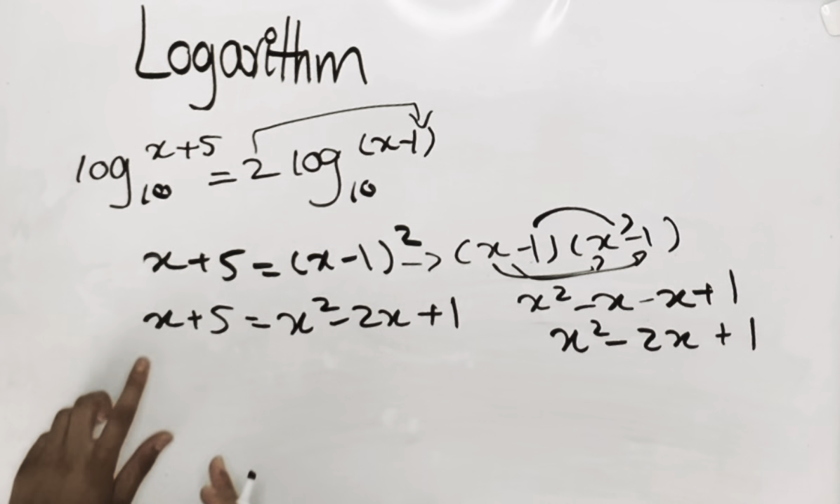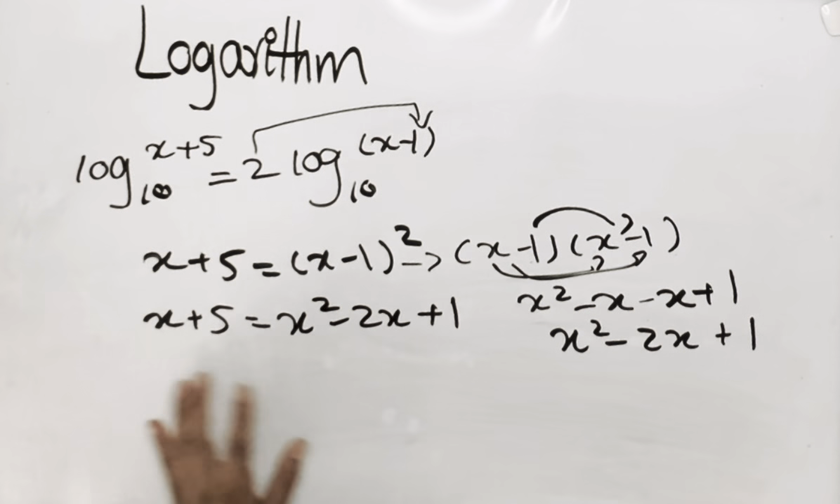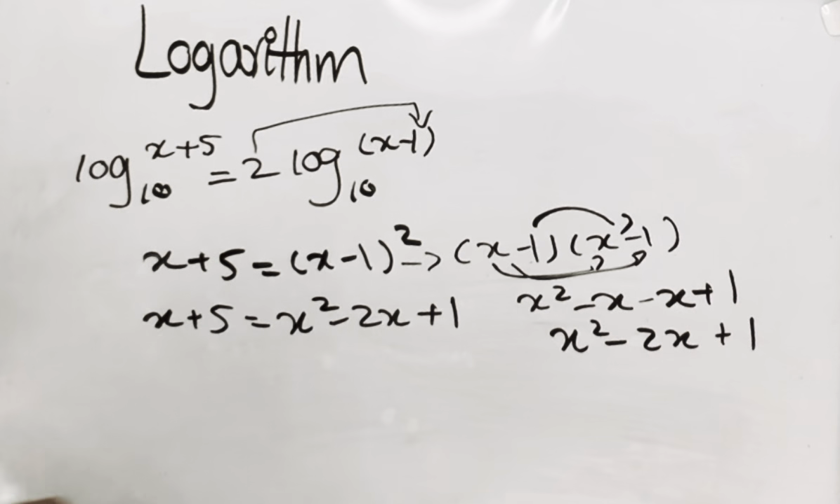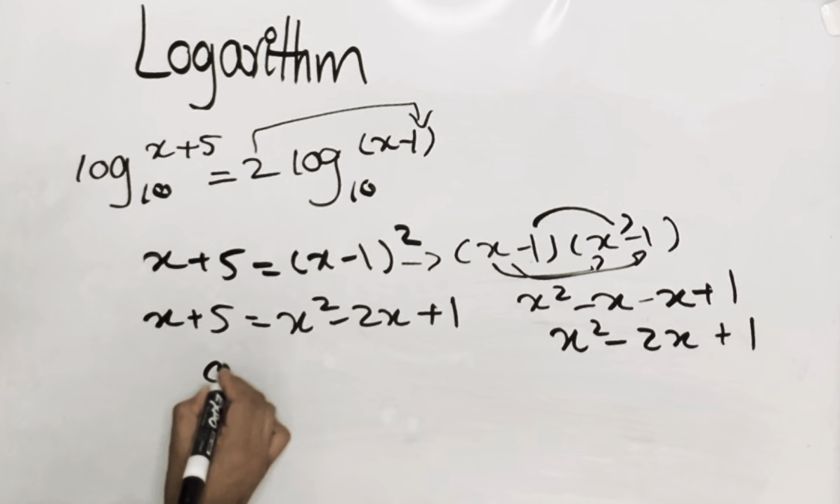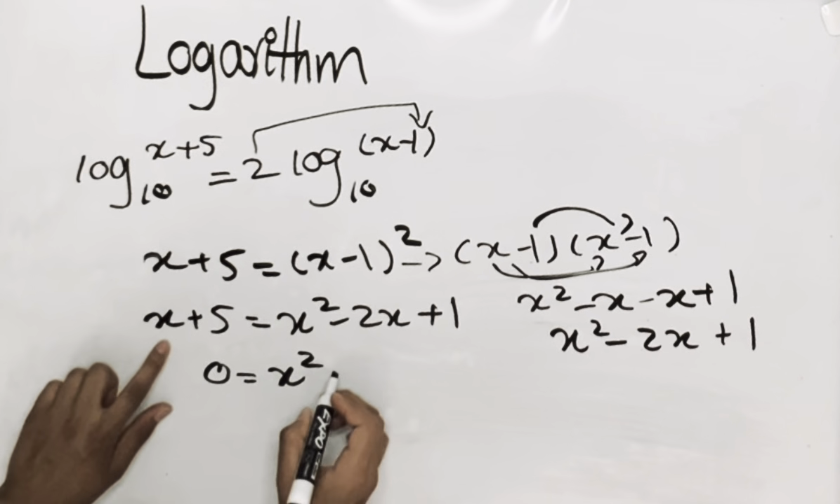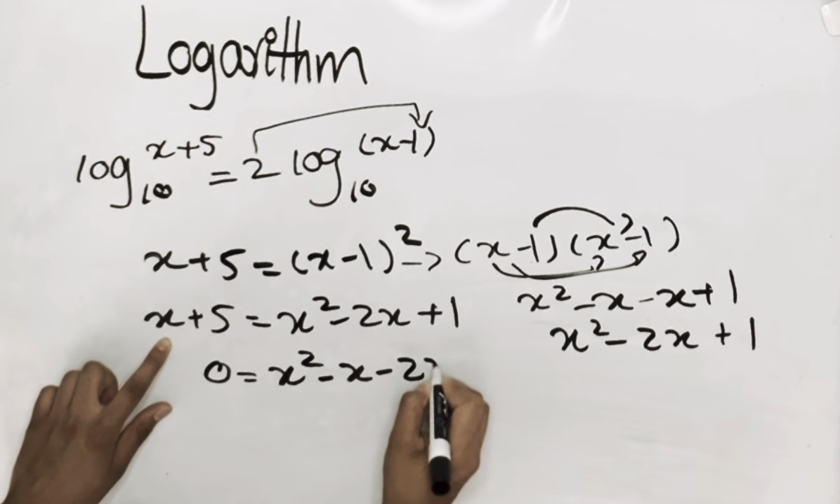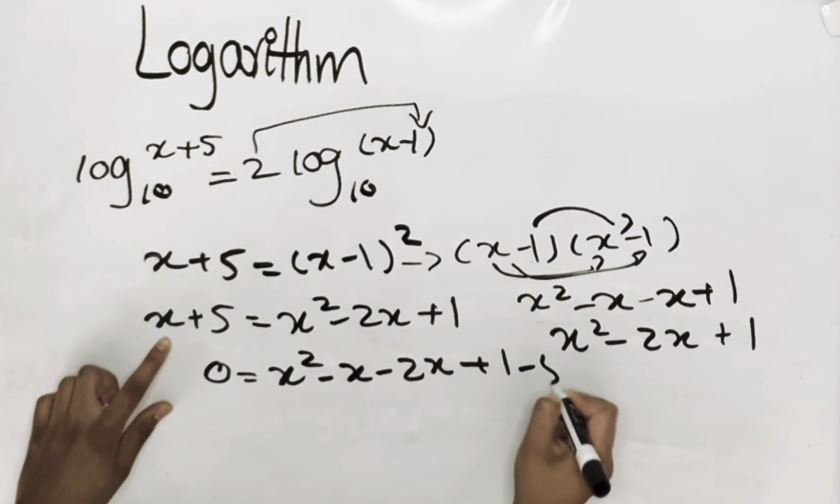Now, since we're trying to figure out the value of x, I'm just going to bring everything over here and set everything equal to 0. x squared, negative x, negative 2x, plus 1 minus 5.